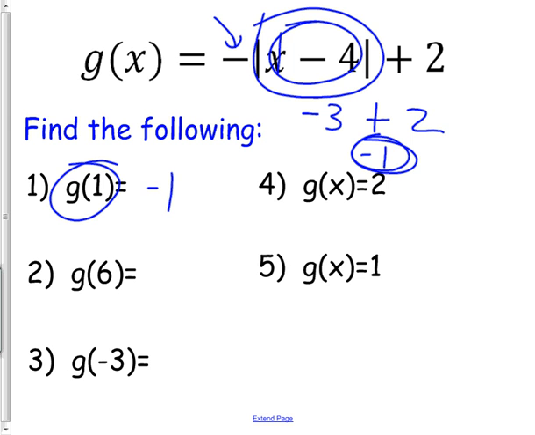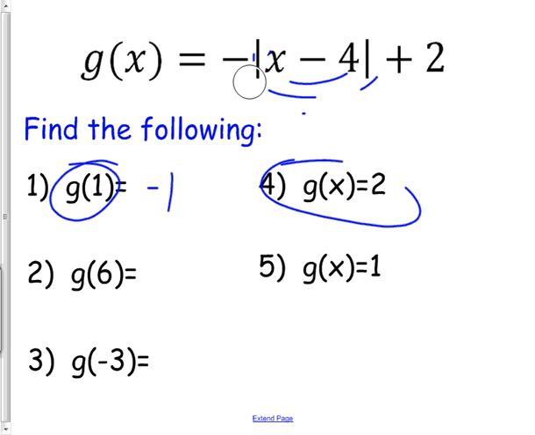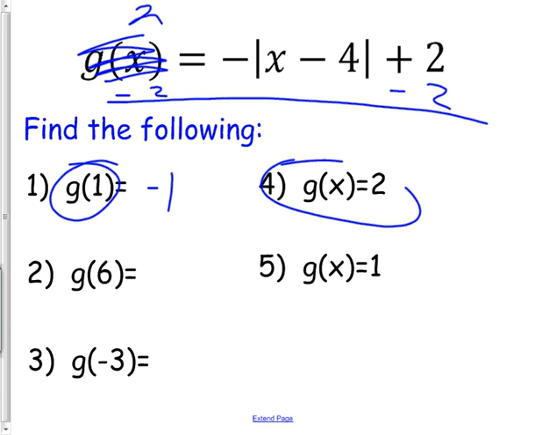On this one, did they tell me x or did they tell me y? They told me y is 2. So I'm going to put g of x is 2. I don't put the 2 in for the x. I put the 2 in for the g of x. So that's a 2. All right. I don't know if you've solved equations like this in a while, but you subtract 2 from both sides, and I get 0 equals negative x minus 4.